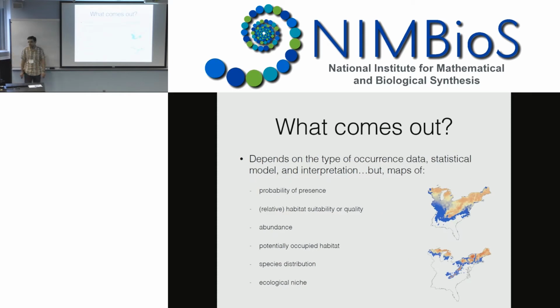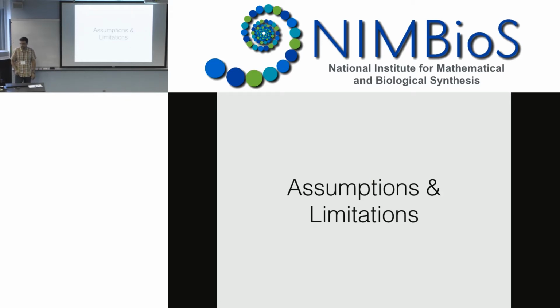And so what comes out? Well, it depends on the type of occurrence data, the statistical model, your interpretation. But typically, it's maps of probability of presence if you're working with presence-absence data. If you're working with presence-only data, typically that's habitat suitability or quality or relative habitat suitability. If you're putting in abundance data, you get abundance predictions out. Some people interpret this as potentially occupied habitat. Other people call that the species distribution. Some say it's a geographic projection of the ecological niche. And we can debate that if you'd like at some point. Or I'll just leave, whatever.